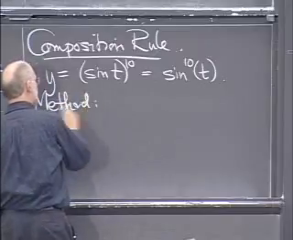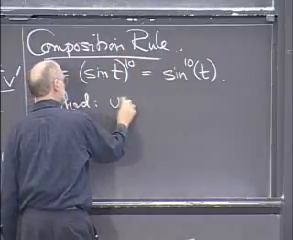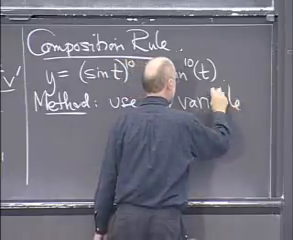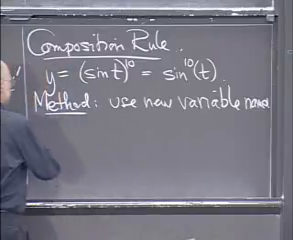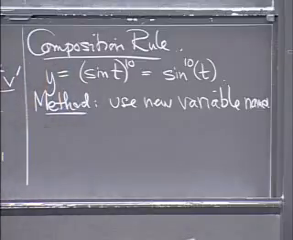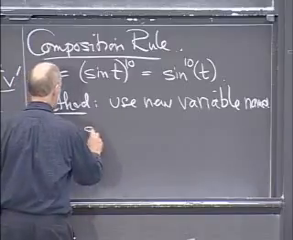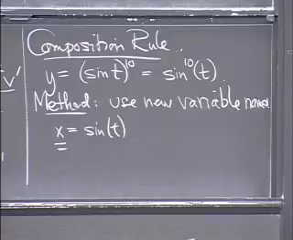of dealing with this kind of composition of functions is to use new variable names. What I mean is, I can think of this sine of t raised to the 10th power as a two-step process. First of all, I compute the sine of t, and let's call the result x. There's the new variable name.